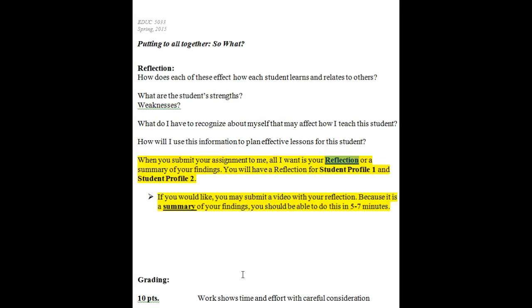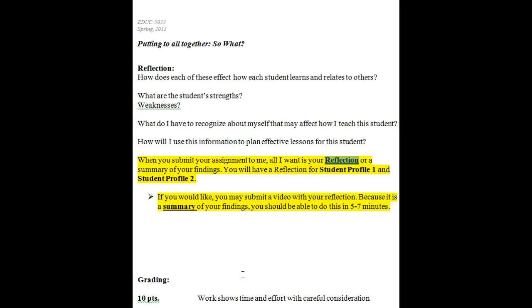Look at your students' strengths. Look at your students' weaknesses. And this question, what do I have to recognize about myself that may affect how I teach this student? All of us look at life through those lenses of who we are, and that's why I wanted you to do that self-study to begin with. Then I want you to take all this information and think about how will I use this information to plan effective lessons for this student. And that's where we're going with this.